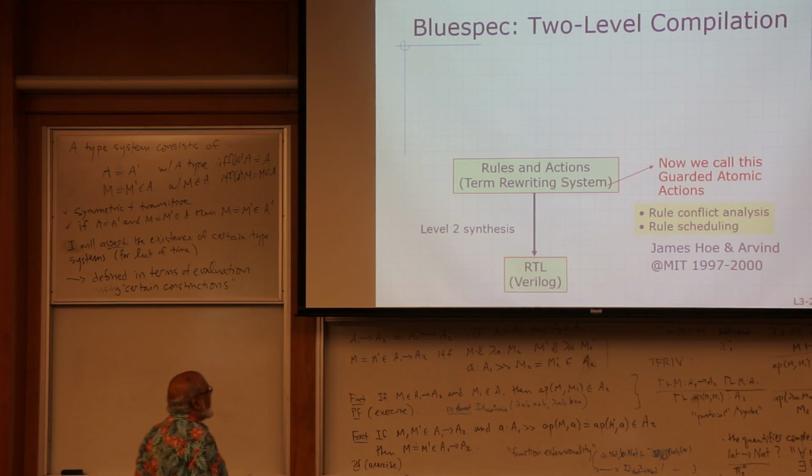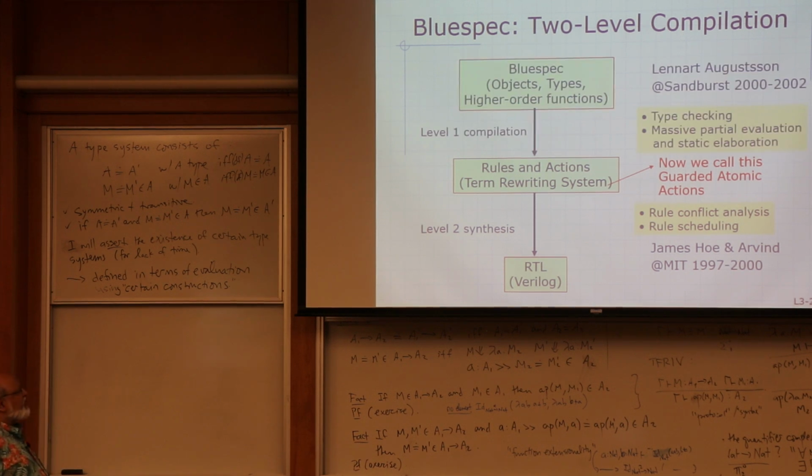Later on we renamed it guarded atomic actions, because it's really a transition system, because the state remains fixed. There is no dynamic allocation of state in this machine. But the biggest advancement came when Lennart Augustsson, who worked for this company I had started, designed this language called Bluespec. This was a modern language with objects, types, higher-order functions. It was not exactly an embedded language in Haskell, but everything was done in Haskell in this. So everything was a monad. Actions were monads and modules were monads, you name it.